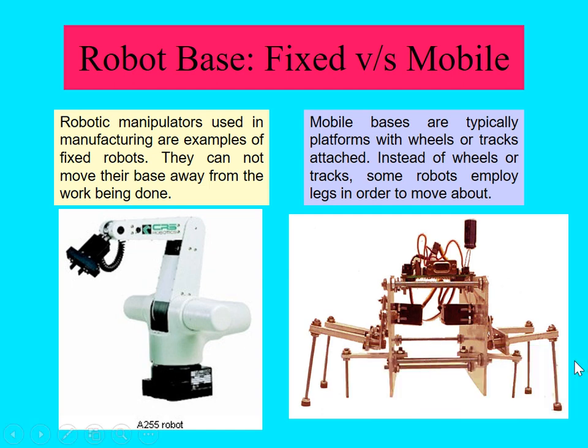Microsoft, quit doing that. Here we're talking about two different types of robots with two different types of base systems. The one on the left is a typical industrial robot. As you look at the robot, it says it's an A255. I have no idea. Its company is CRS Robotics. That's a U.S. company. But as we can look at this, you can see the base is the black part on the bottom. That's fairly clearly the base.